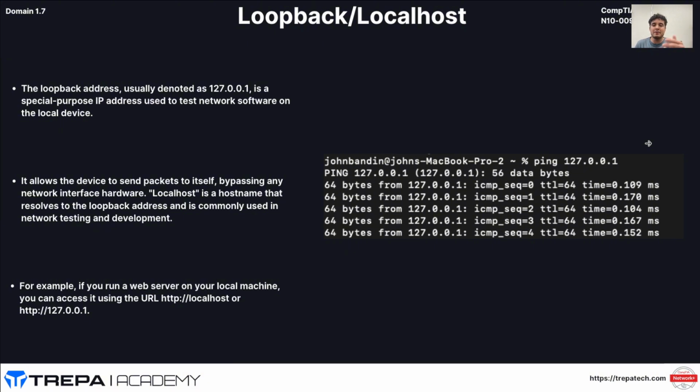So the loopback IP allows the device to send packets to itself, bypassing any network interface hardware. The localhost is a host name that resolves to the loopback address and is commonly used in network testing and development.